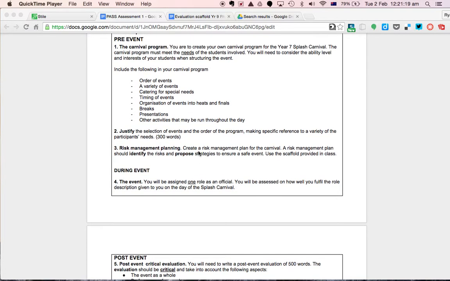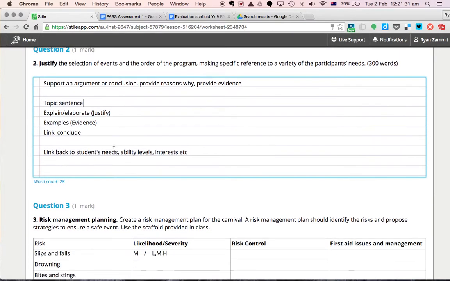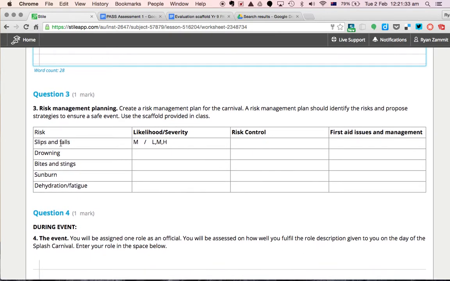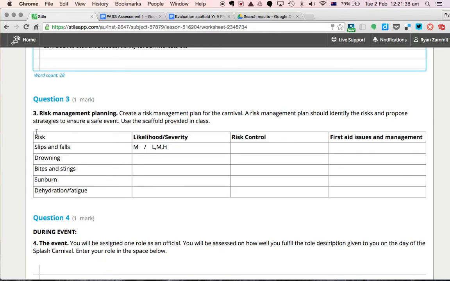And we want you to include some first aid strategies in there as well to make sure that people are safe. Again, we want you to go into the Style app and think about using this particular scaffold here. When you access Style, you'll see that there is a table there and you're free to edit that table. It will automatically save and the teacher will be able to see it and give you feedback.